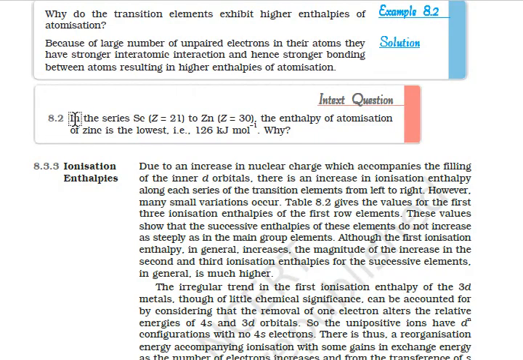The next question asks: in the series scandium to zinc, the enthalpy of atomization of zinc is lowest. Why? Because it has a full d orbital and due to the lower shielding effect of d, we can see that the enthalpy of atomization is very low for zinc.